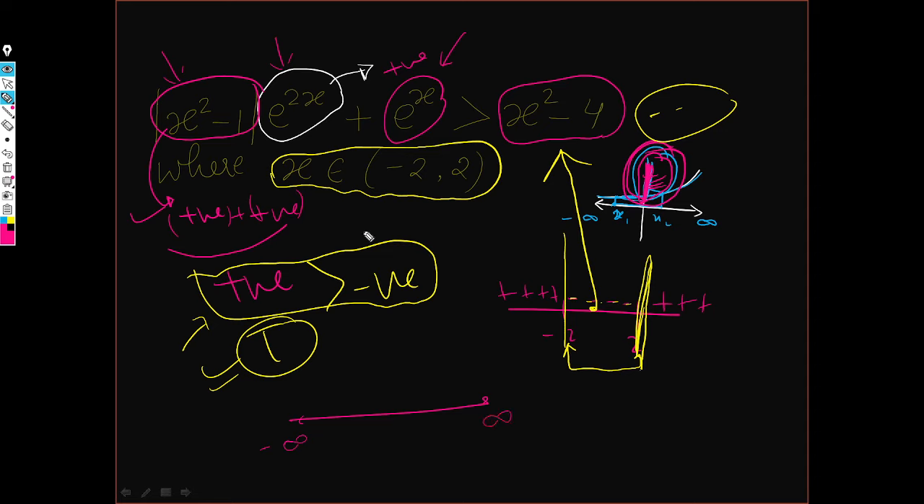But here you are asked for the section where x belongs to -2 to 2. So we are going to take the intersection, the common part. So here our answer will be x belongs to -2 to 2. This is your final answer. I hope you have understood this question.